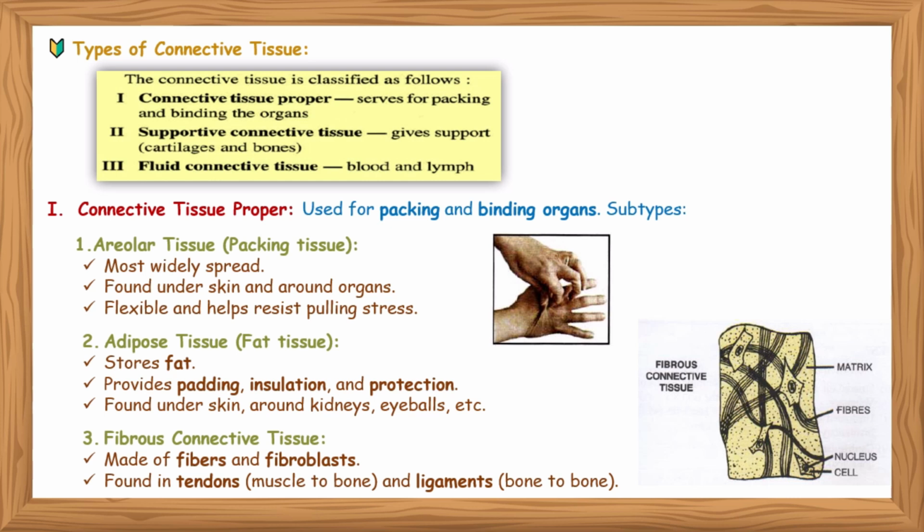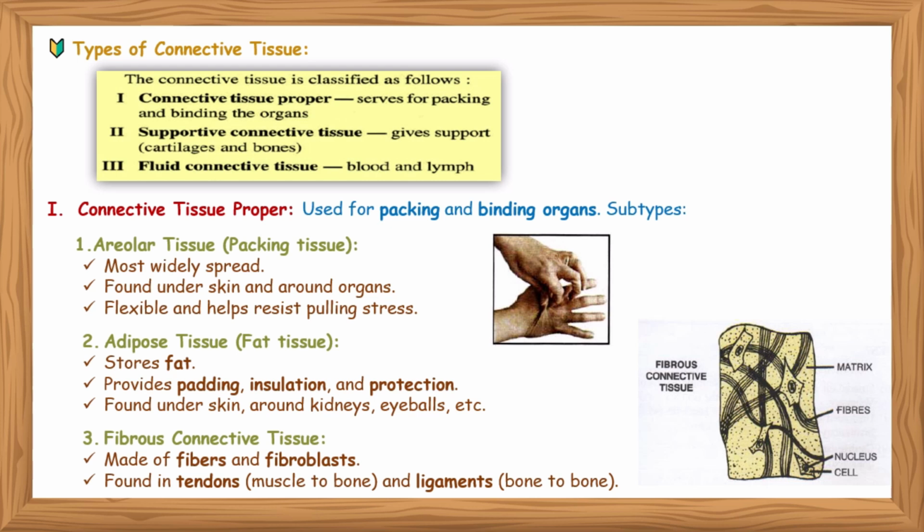The subtypes are areolar tissue, that is packing tissue. They are mostly widespread. They are found under the skin and around organs. They are flexible and help resist pulling stress. The adipose tissue, also called fat tissue, stores fat, and provides padding, insulation and protection. It is found under the skin, around kidneys and eyeballs, etc.